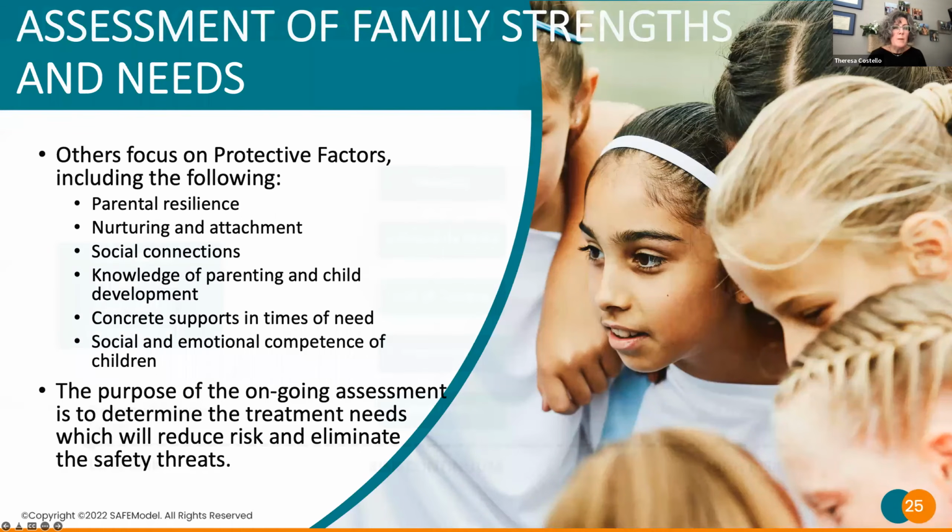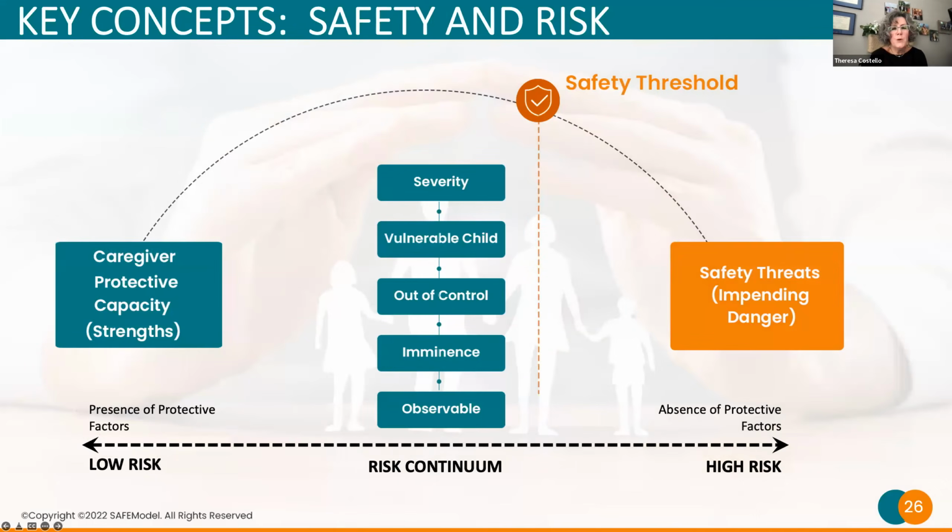Safety and risk. So I'm going to bring back this visual that I showed earlier, and this is where I want to just sort of overlay. We already overlaid, we talked about the risk continuum, we talked about the safety threshold and the point at which a family circumstance might cross that threshold. But I want you to think now about the idea of the protective factors that we just talked about. So you'll see along the bottom, right above the risk continuum, I have presence of protective factors on the left side and the absence of protective factors on the right side.